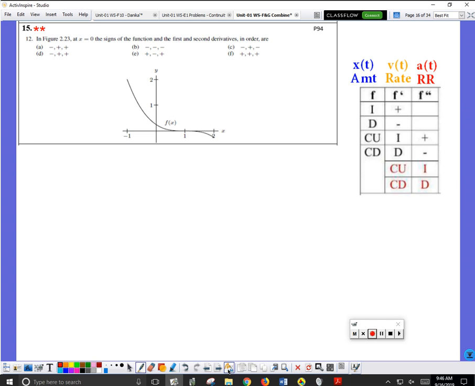Okay, 15. They give you a graph of f again. But now they want the signs of the function, that means f, the first and second derivatives in order. So now they want you to look at one spot, x equals 0, and at that one spot they want you to fill out this table. So 0, f. Remember, the values of f are simply the y-coordinates of f. So just say it out loud, please. Right here is the y-coordinate of f, positive, negative, or 0. Say it. Positive.